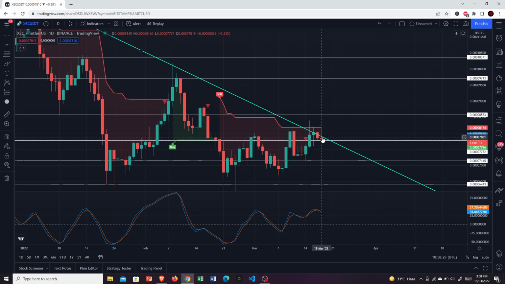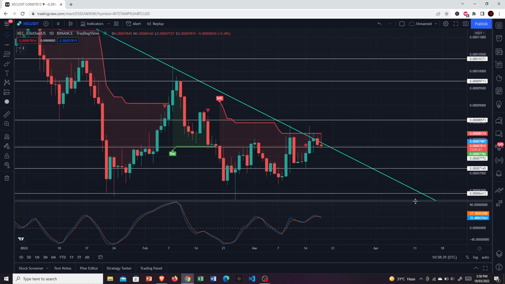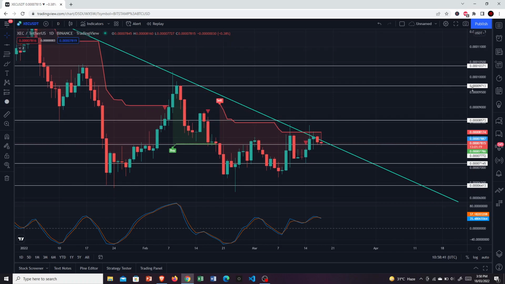Don't enter right now because we are at a very decisive point. Either enter at breakout, or enter at retest of breakout, or enter at support below. Don't enter right now.